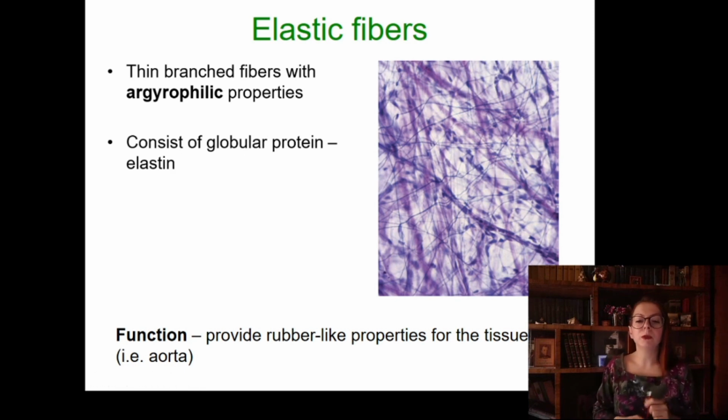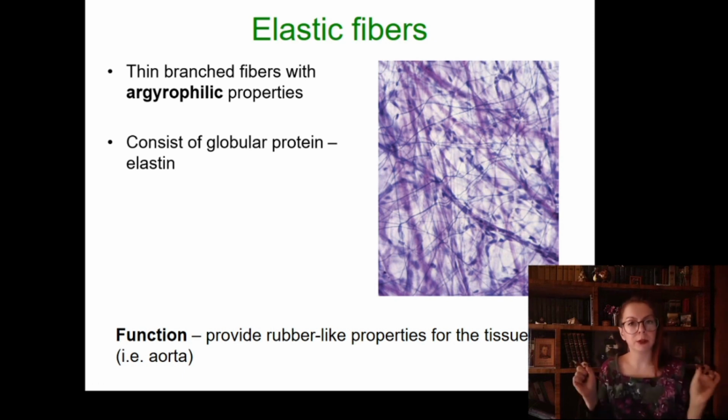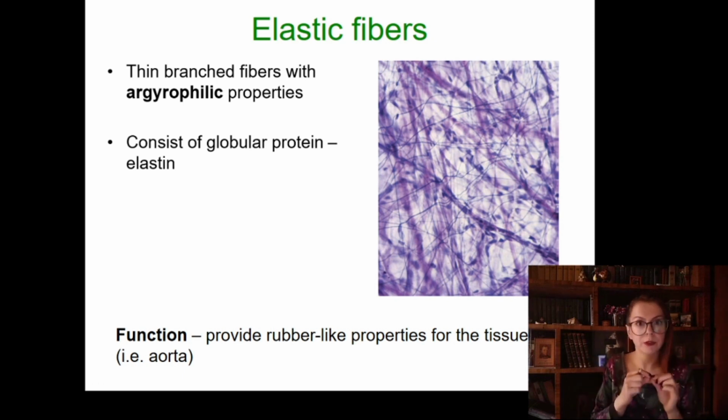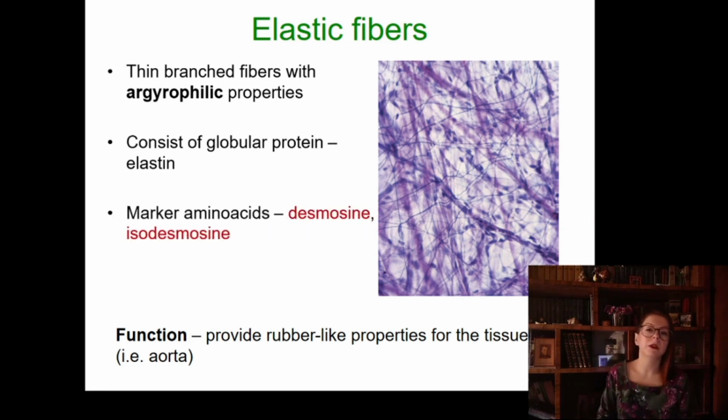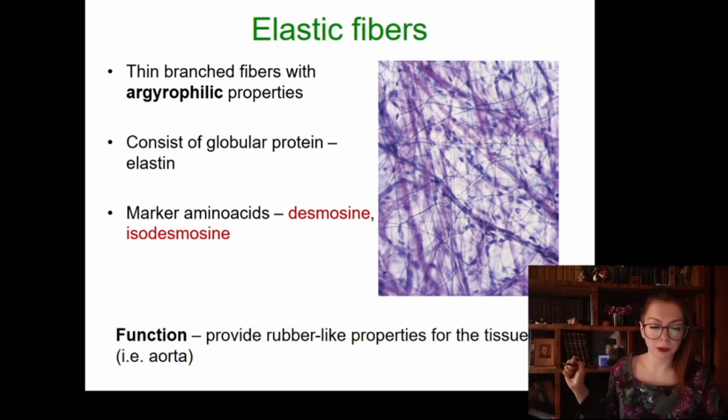Then they are represented by the globular protein elastin. As you remember, collagen was made up of fibrillar protein. Here, globular, spherical protein molecules are used. And marker amino acids, please also remember them. These are desmosine and isodesmosine. They are specifically found in elastic fibers, so you have to associate them strongly with them. About their function, we'll talk later.